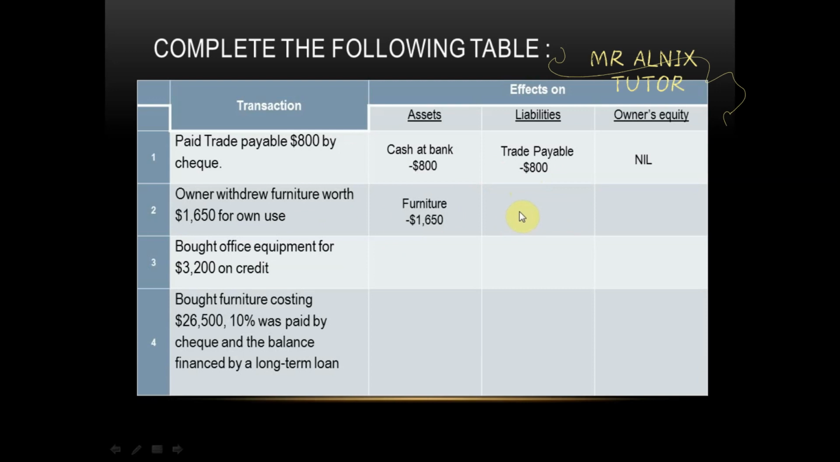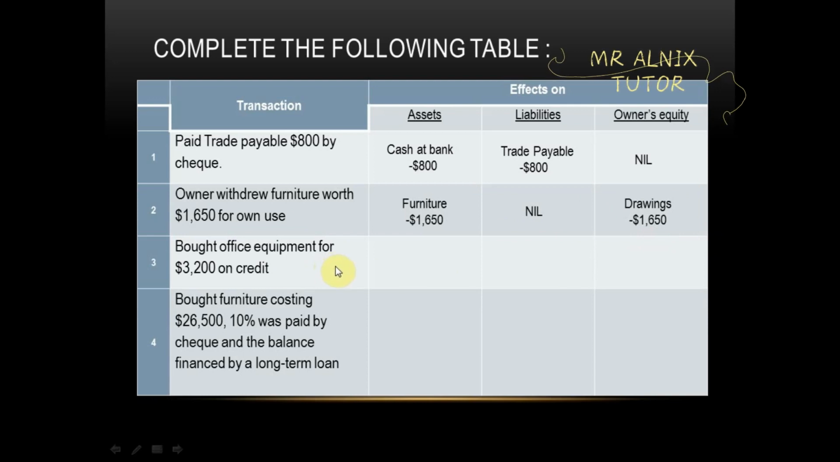Any effect to your liability? No, because it does not affect your liability. That's why nothing here. The next one will affect your equity, because you take the furniture out of the office. That's why it affects your owner equity there. For drawings for personal use, you must use the drawings here. Then the minus of 1,650. Alright, so far so good.